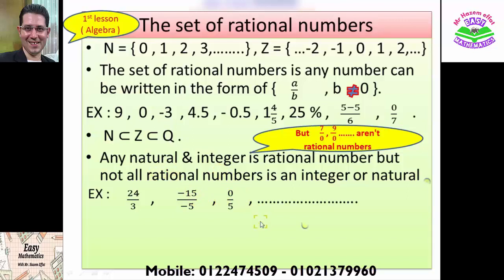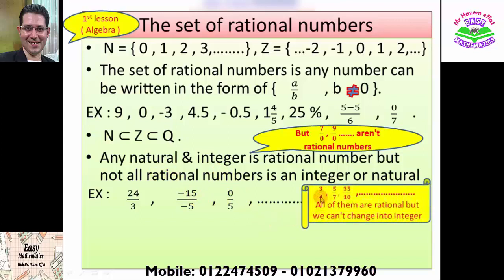But there are some rational numbers we can't change into integer numbers. Like 3 over 4, 5 over 7, 35 over 10, all of them are rational numbers, but we can't change them into integer or natural numbers.